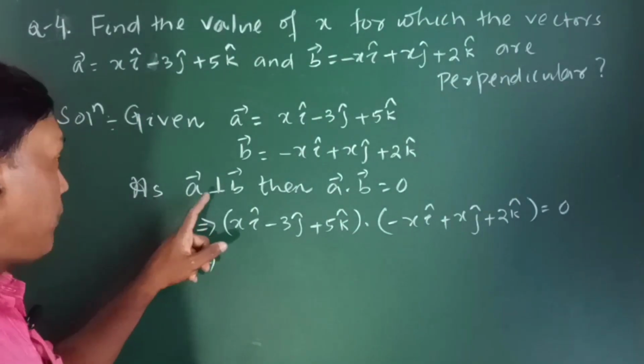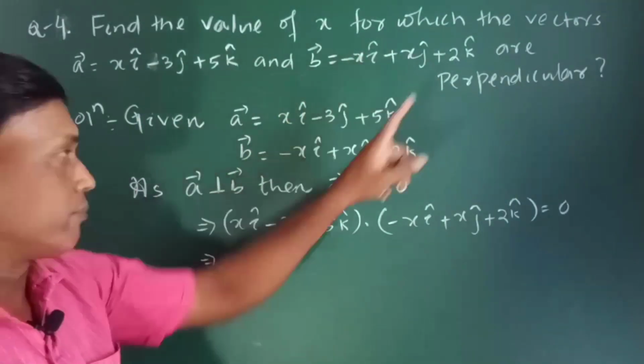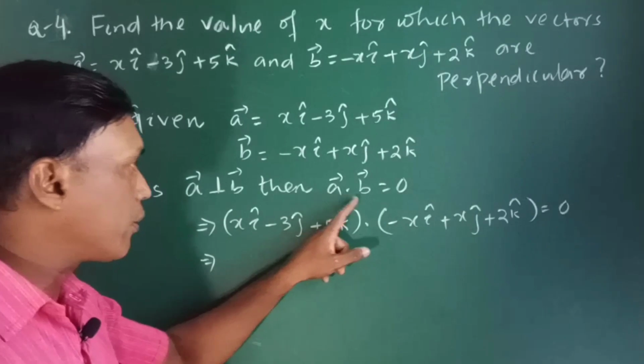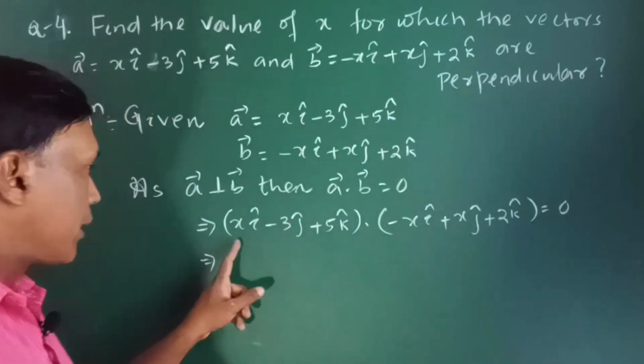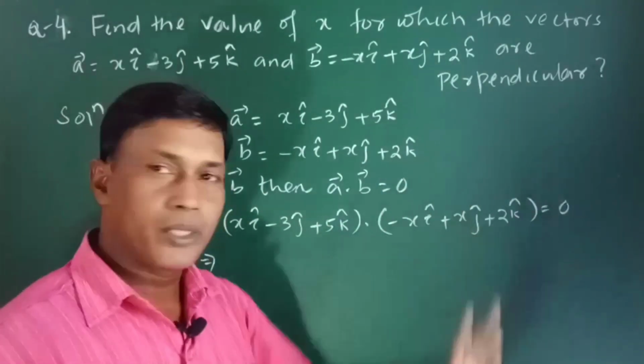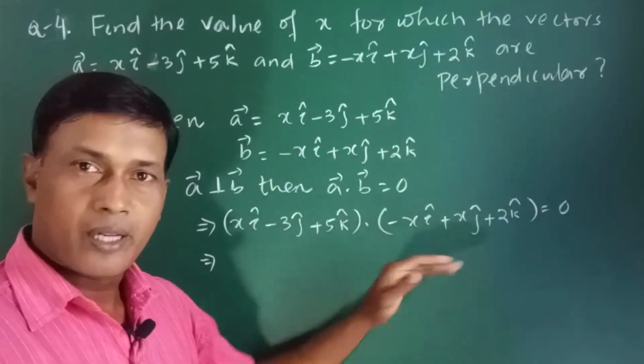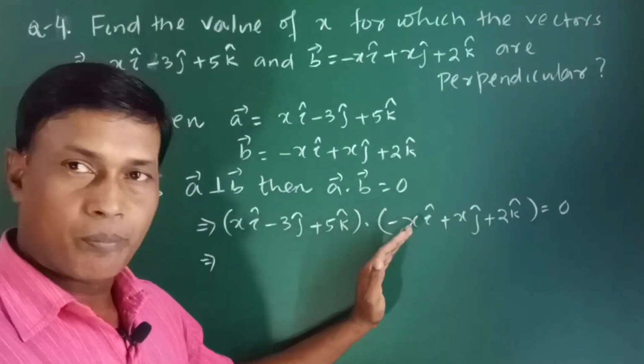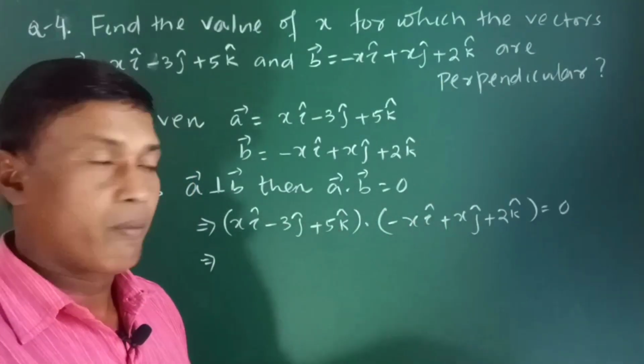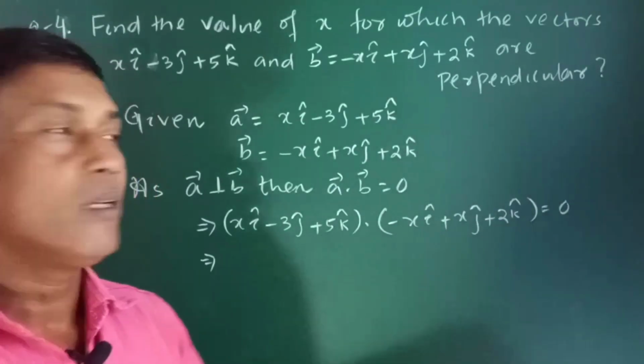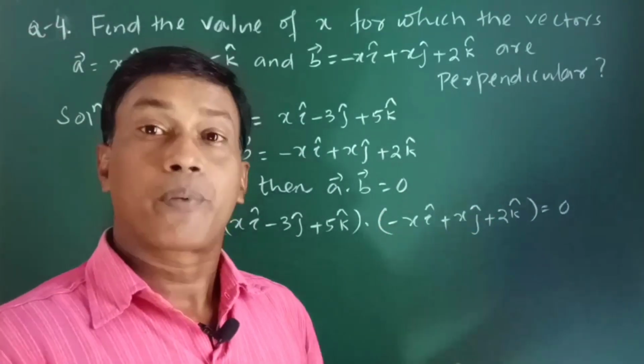So as A vector is perpendicular to B vector given, then their dot product, A dot B, is 0. A vector dot B vector is 0. Now find the dot product. As you know, x component with x component, a1 b1 plus a2 b2. I have already discussed details in the dot product of two vectors.